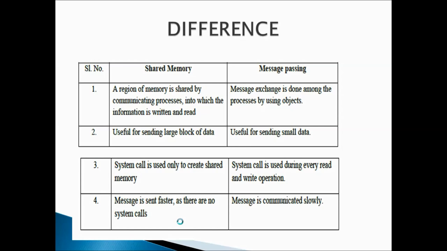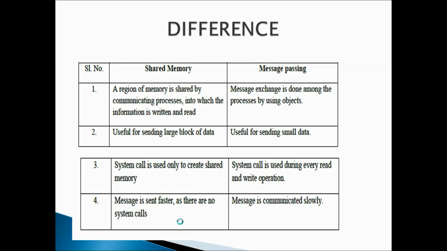One more important thing: a system call is used only to create shared memory. That means only once we use a system call to create a shared memory. That's all. After that we don't use any system calls. Only to create the shared memory we use system calls. But in message passing, a system call is used during every read and write operation. You are seeing in message passing, sending the message, receiving the message. But in the producer and consumer problem, I created the buffer only once. Here it's not the case. I'm receiving, I'm sending in message passing.